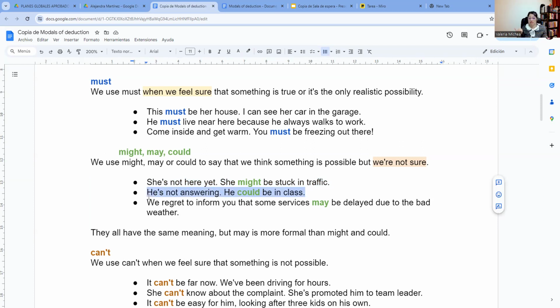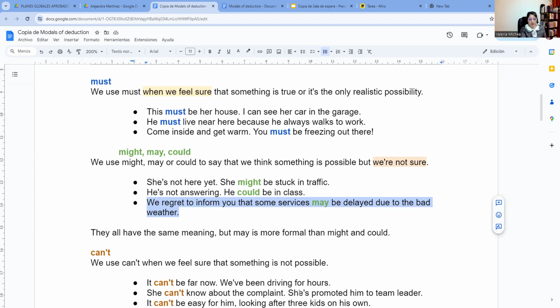I know he's a student. I know that at this time there are some classes, but really I have no more evidence. So it's like I couldn't be sure. That's like a theory I have. And finally, we regret to inform you that some services may be delayed due to the bad weather. So again, I'm not sure. I know there is bad weather. I know that that affects the services, but I'm not pretty sure if they are going to be delayed. It's a possibility again, but it's not certain, right? So that would be something very important to keep in mind.